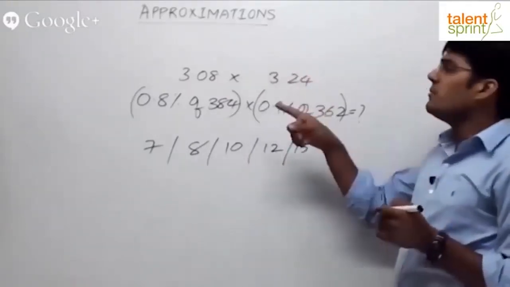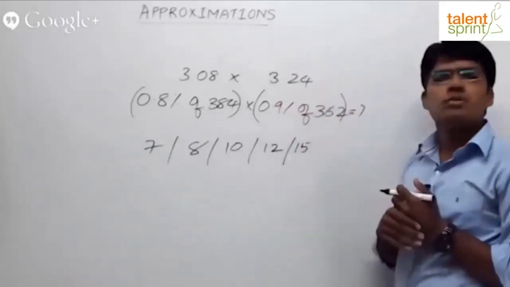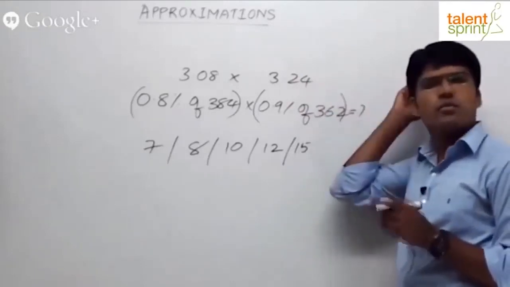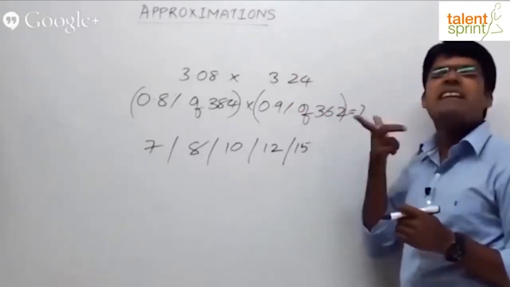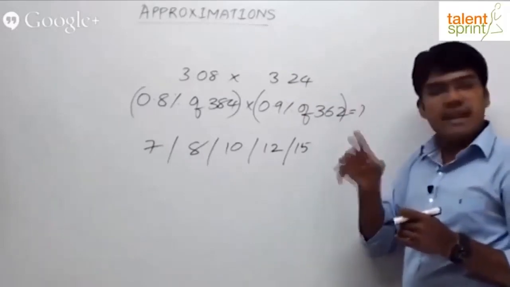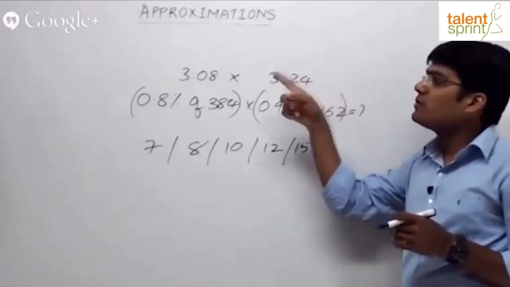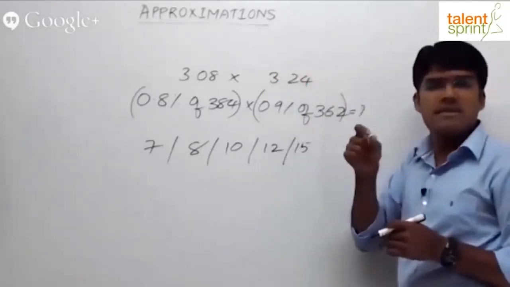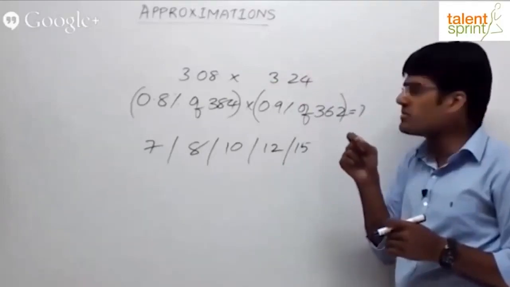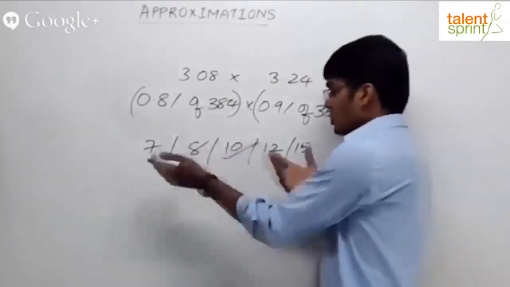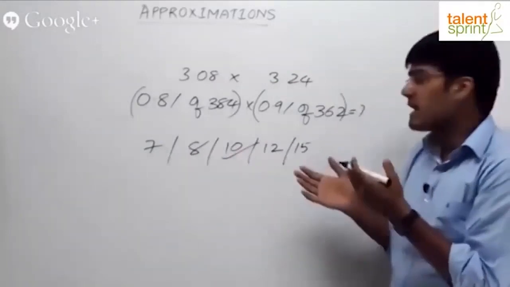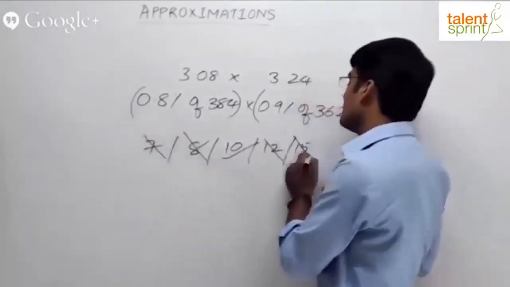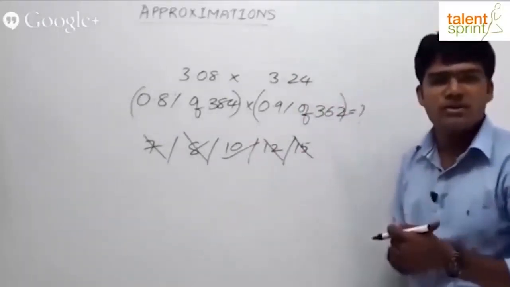That's it. 3.08 into 3.24. 3 into 3 is 9. 0.8 into 3 plus 0.24 into 3 is 0.32 into 3, which is 0.96. So 3 into 3 is 9, and 0.96 added gives 9.96, plus 0.08 into 0.24, which can be neglected, as I've mentioned. So 9.96, close to 10. Though all the options are close, if you really understand, 12, 10 and 8 seem close, you must be able to mark 10 as the answer without any difficulty. So the third option, 10, can be taken as the correct answer.